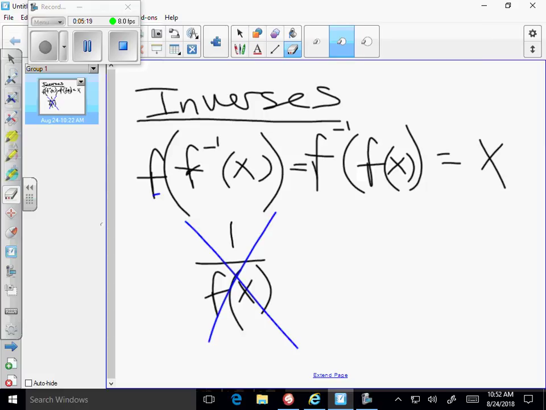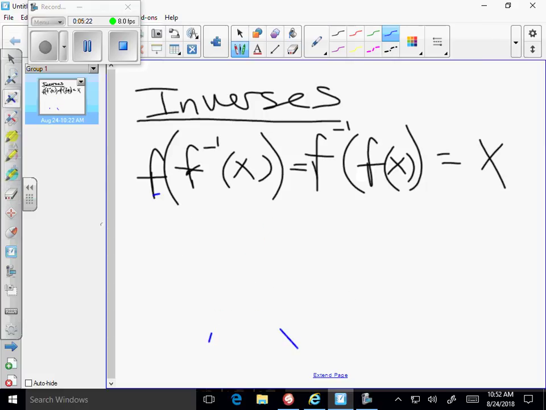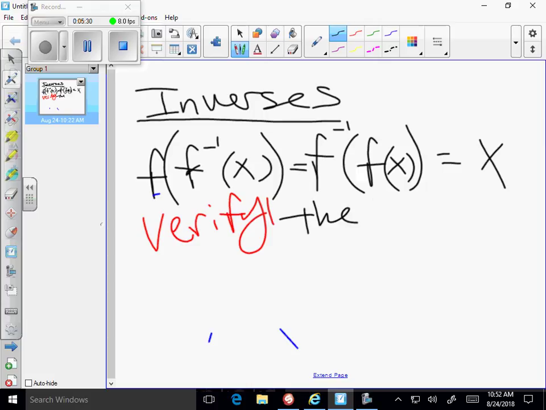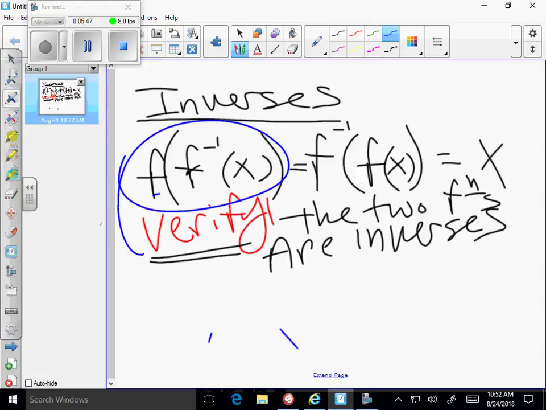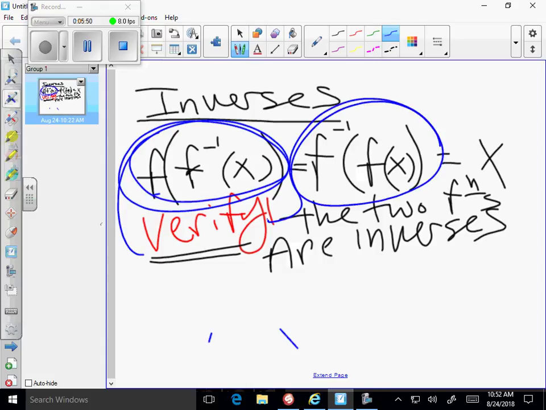In fact, in your homework tonight, you're going to see the word verify the two functions are inverses. And when they use that word verify, they're very explicitly telling you, you need to do this, and you need to do this, and each time you do those, you should get this. If you see the word verify, that's what you're going to be doing. Yes, ma'am.